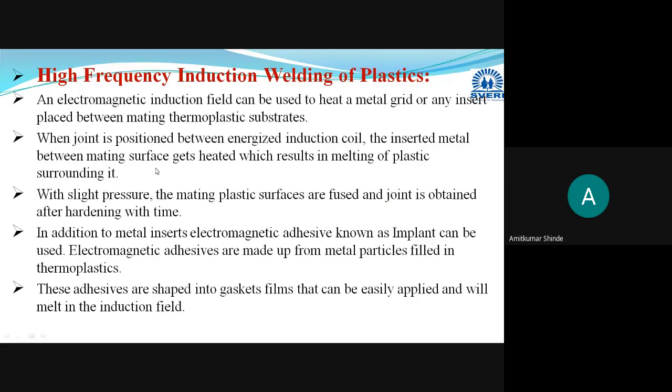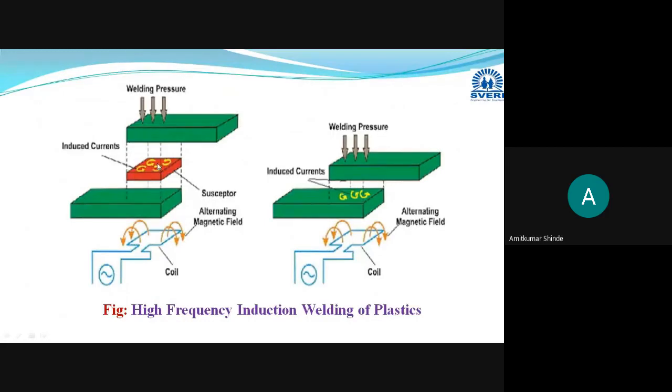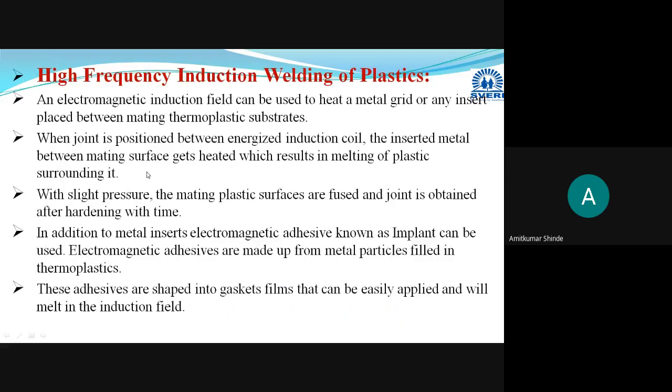The same point is explained here. When the joint is positioned between the energized induction coil, the inserted metal between the metal surfaces gets heated, which results in melting of the plastics surrounding it. In short, these plastic materials will get melted due to the transfer of heat from this susceptor due to thermal conduction. And after that, with application of slight pressure, the plastic surfaces will get fused and they will get hardened when you provide sufficient cooling time.